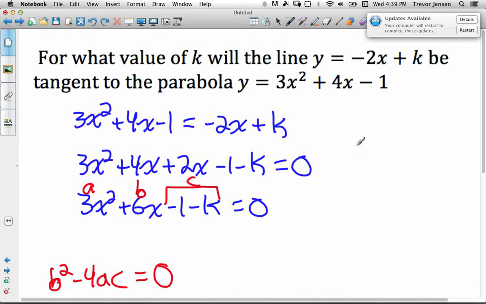If k was negative 4, if I were to solve this linear quadratic system, I would get one solution, meaning that the line, I'll draw with a negative slope since we have a negative slope, the line would intersect the parabola only at one spot.